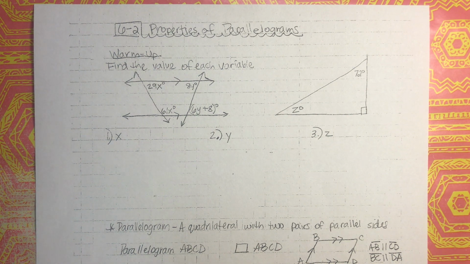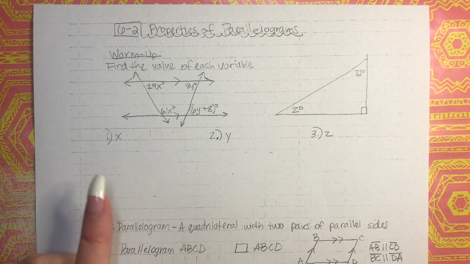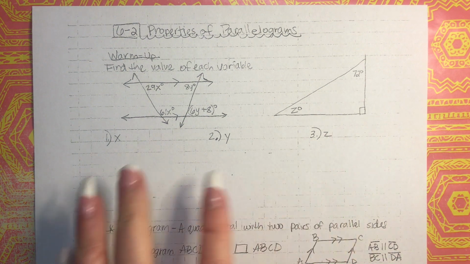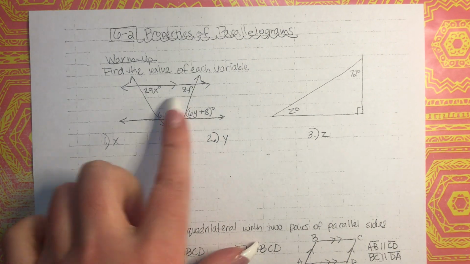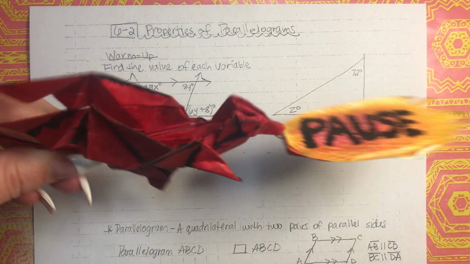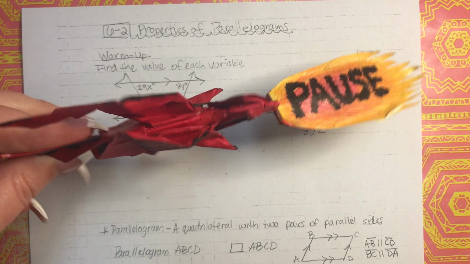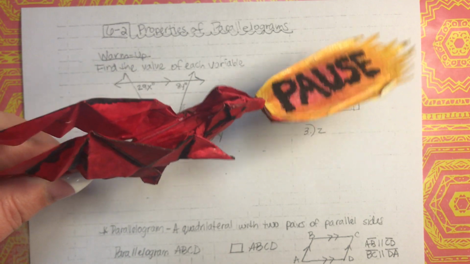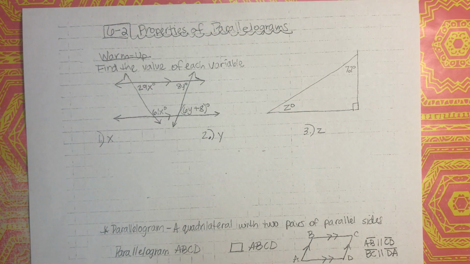Before we get started, we have some warm-up problems. Number 1, number 2, number 3. For number 1 and 2, you're going to use this figure. For number 3, you're going to use this figure. And here's my friend, the Pause Dragon. Remind you to pause your device, work out those 3 warm-up problems. When you get done, press play and we'll talk about them. All right, see you in a bit.